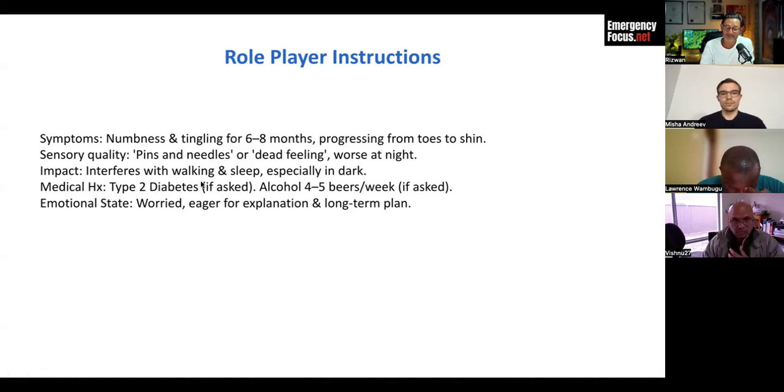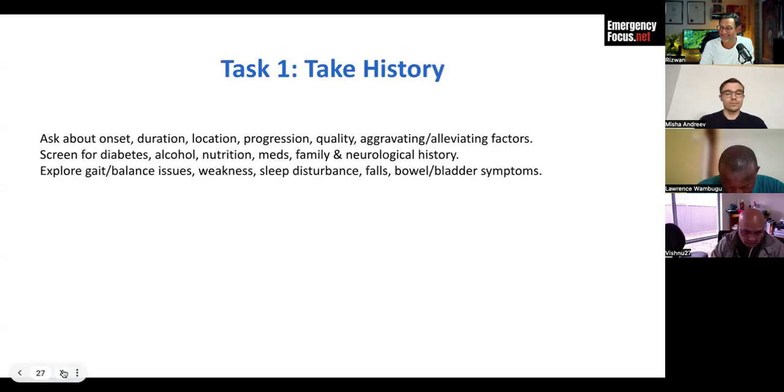So that is the most crucial aspect to establish. And obviously, there's a history of diabetes, and only when asked, the actor will then volunteer the information that he has been an alcoholic for a long time and still drinks 4 to 5 beers a day. And obviously, there's an emotional concern, which we often ignore, but it's very important because he's at risk of having a fall and he needs to have this sorted out. So, again, as I said, task-oriented approach. The first task is to take the history. So, what would be the crucial factors in history?